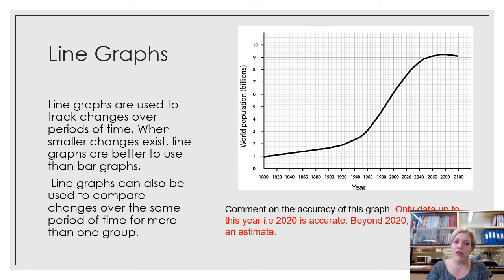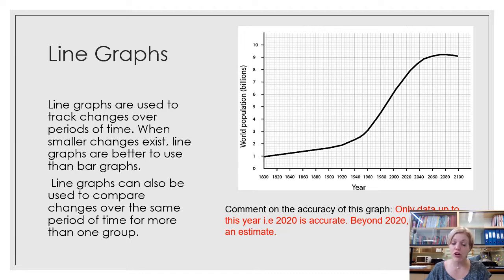And line graphs are used to check changes over periods of time. When smaller changes exist, line graphs are better to use than bar graphs. Okay, they're far more accurate. So for science, for physical science, we want you guys to use line graphs. For bio, you guys are probably going to use bar graphs. Nothing wrong with bar graphs. It's just we use more relationship data than what they do.